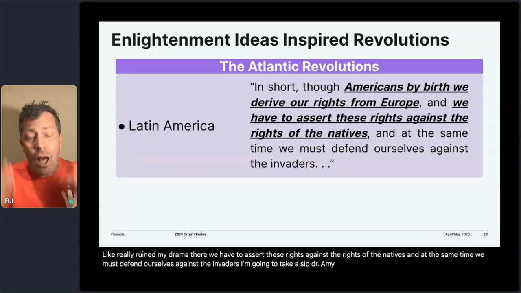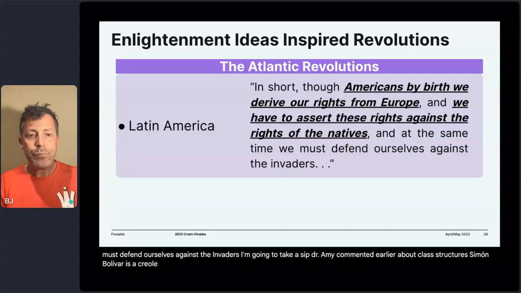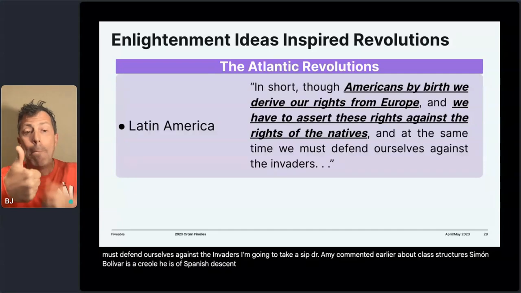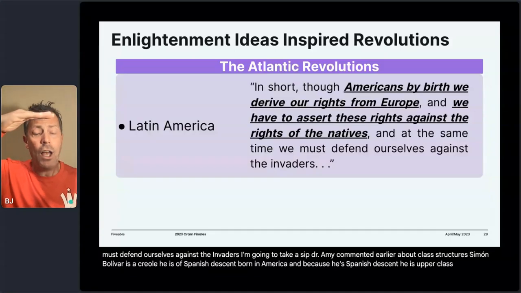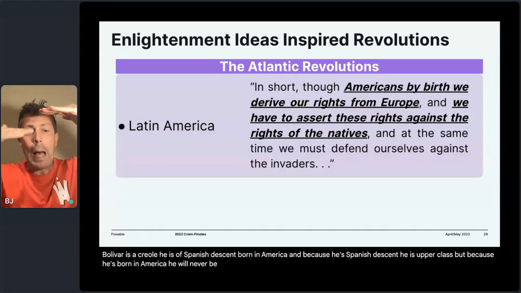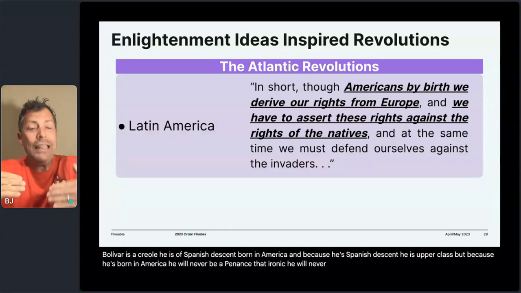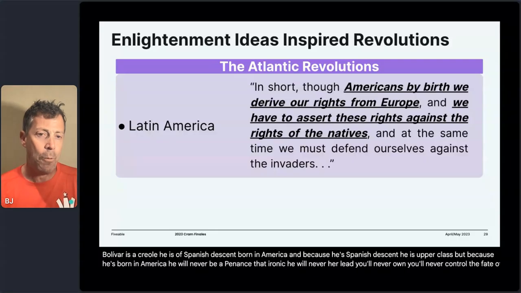Dr. Amy commented earlier about class structures. Simón Bolívar is a Creole. He is of Spanish descent, born in America. And because he's of Spanish descent, he is upper class. But because he's born in America, he will never be a peninsulare. He will never lead. He'll never own. He'll never control the fate of his people.